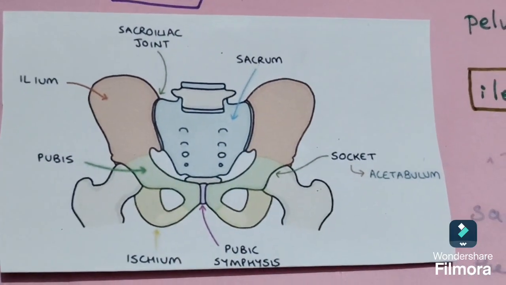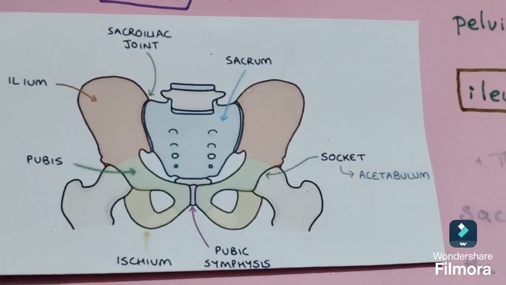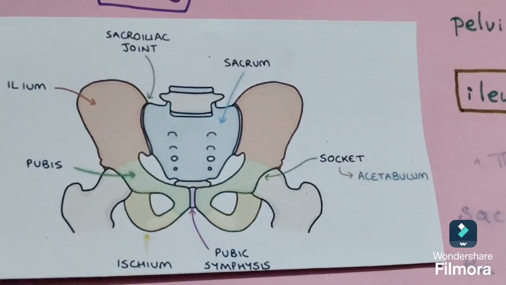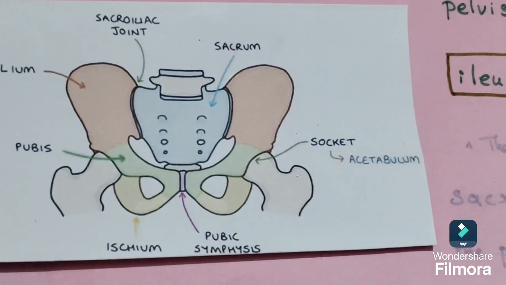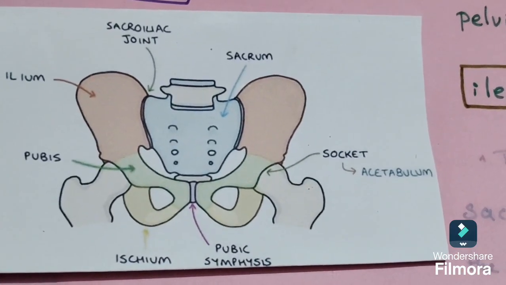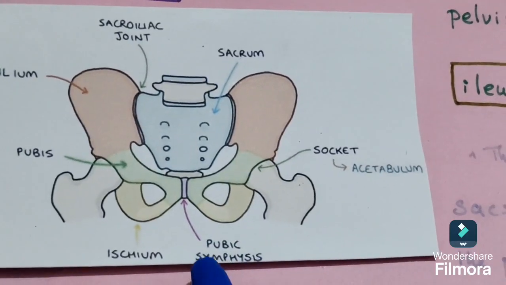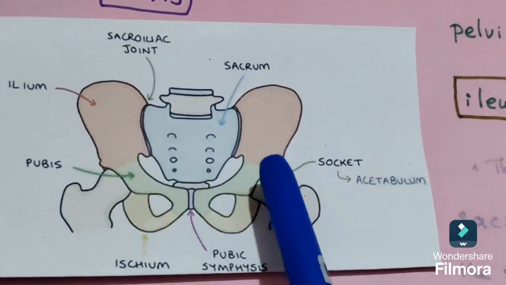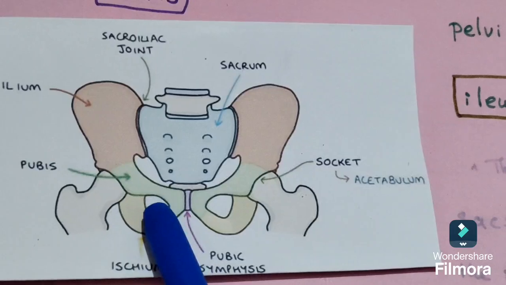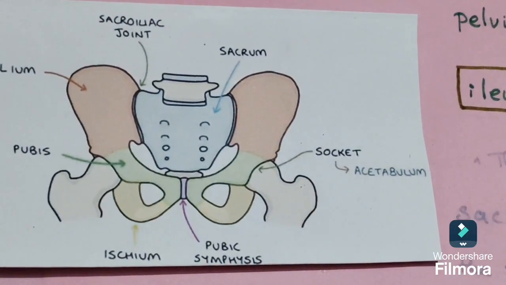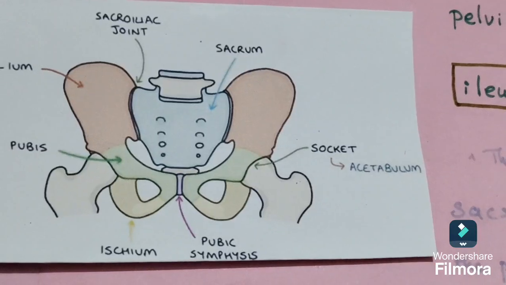The pubis bones join at the center, on both sides, at the pubic symphysis. This center joint is called the pubic symphysis.